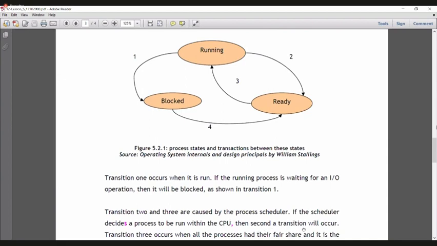Then the second transition will occur, right? If it decides to give another chance to one from ready, this third, the scheduler decides a process to be run within the CPU, then the second transition will occur. Second means whatever exists in one, you have to put back to ready. Transition 3 occurs when all the processes had their fair share.